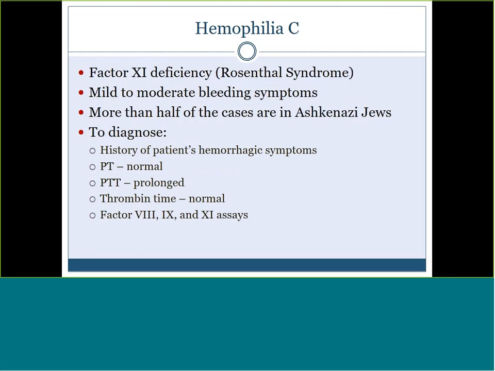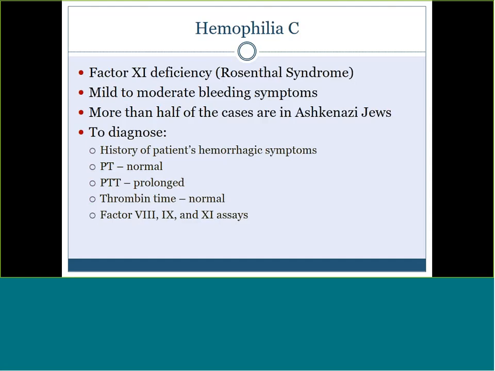They call this Rosenthal syndrome, and it's based on the fact that basically most of these cases are seen in a very specific population of Jews called the Ashkenazi Jews. And so it's kind of a familial thing within that population. So that's how they came up with the nickname Rosenthal syndrome.